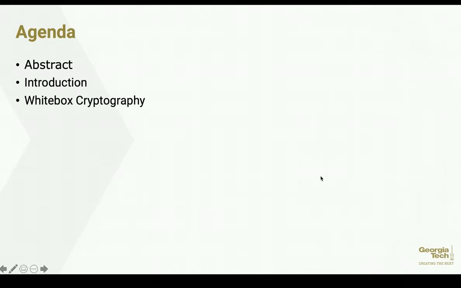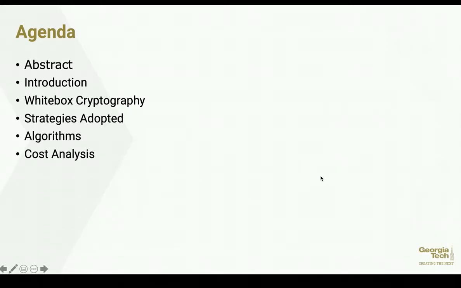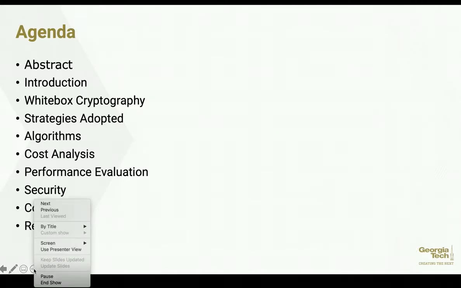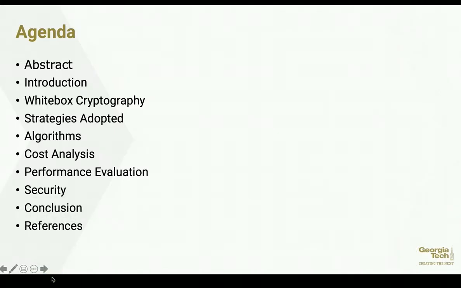In the agenda, we will start with an abstract, then go to the introduction. Then we have a section on white box cryptography, the strategies adopted in this paper, then the algorithms used for encryption, decryption, and data setup. Then we do a cost and performance analysis and a security analysis, and then we conclude. And finally, I have given a references section. So briefly, these are the different things we are going to discuss.